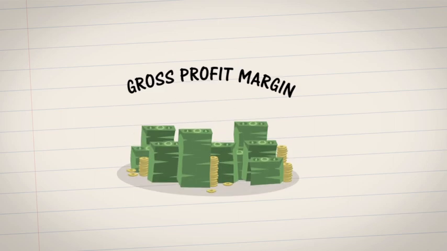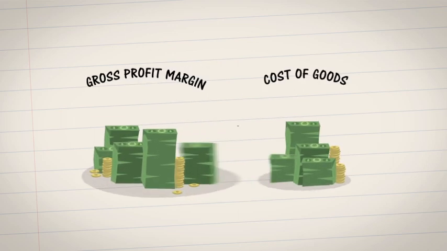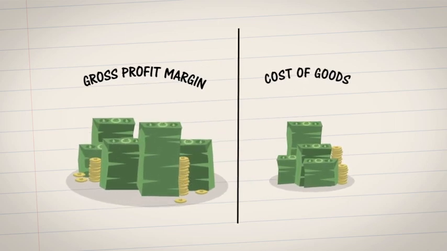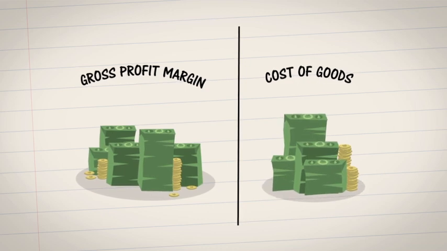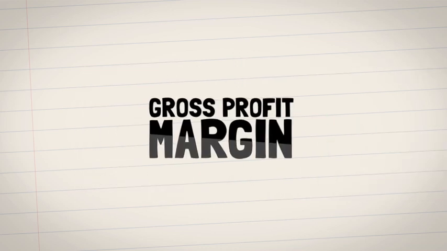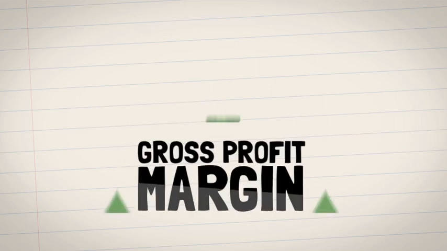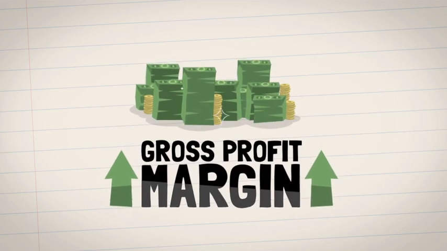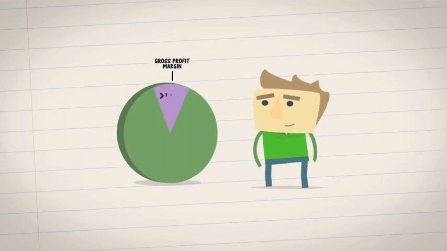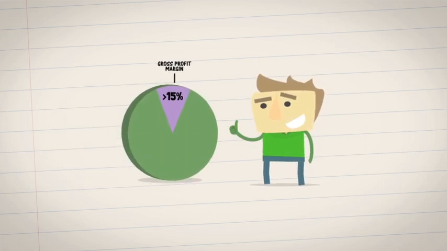The first is gross profit margin. This represents the proportion of money left over after subtracting the cost of goods sold. To calculate gross profit margin, take gross profit and divide by sales. The higher the margin, the more profitable a company is. Margins of 15% or more are considered good.